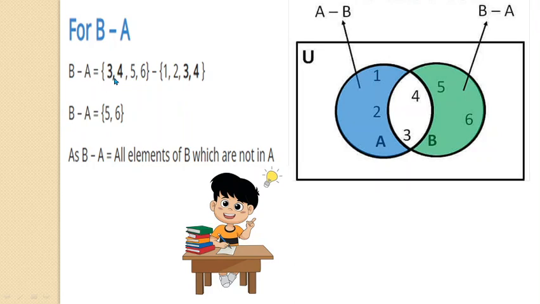B minus A, set B is this and set A is this. Do we have anything common? Yes, we have 3 and 4 common. So now we will subtract this 3 and 4 from set B and the answer is 5 and 6. So here this green region represents B minus A and blue region represents A minus B. And what does this 3, 4 represent? This represents A intersection B.